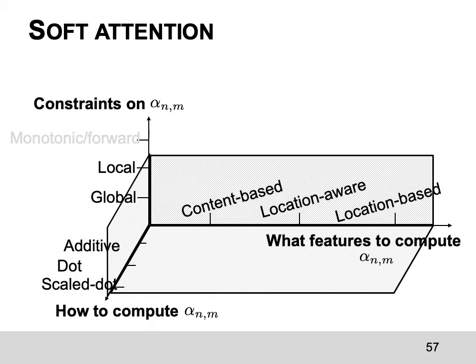Now I have explained the 3 dimensions along which we can classify the soft attention. In fact, all the examples I have explained can find their location in this 3D space. But let me give one more concrete example. That is the self-attention. The self-attention is a scalar dot attention. It's based on content and it's a global attention. So let's see how it is defined.